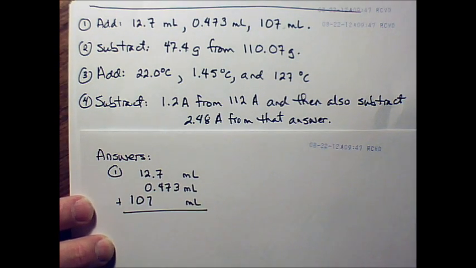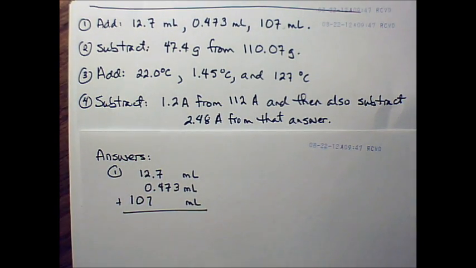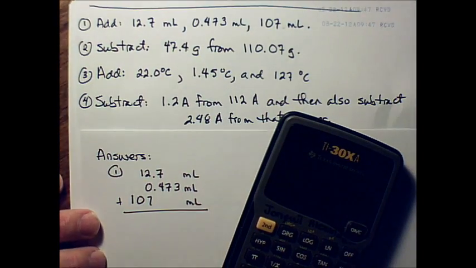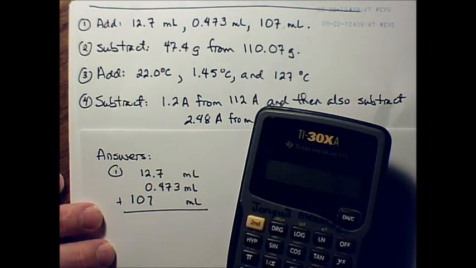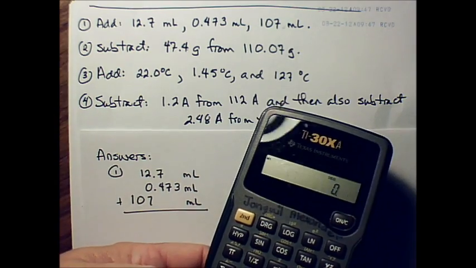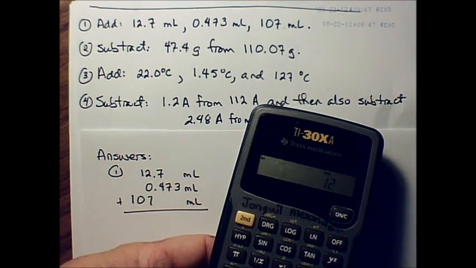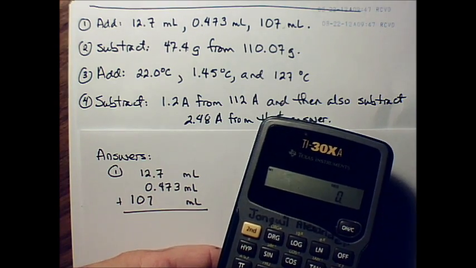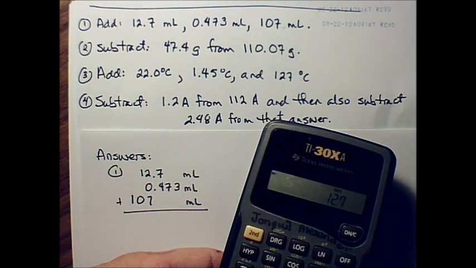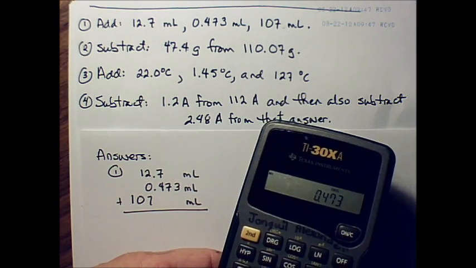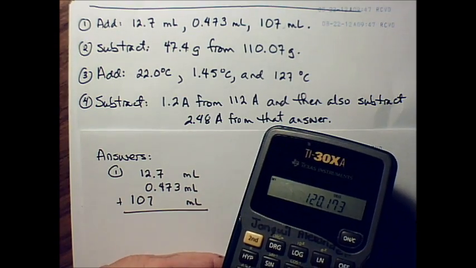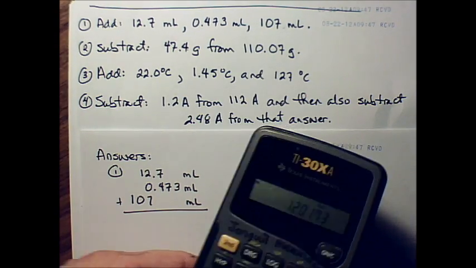So we're going to add these together. By the way, you're required to have a calculator in this class, and you can use a calculator to do almost any of the math that we want to do in here. So 12.7 plus 0.473 plus 107. And I get 120.173.